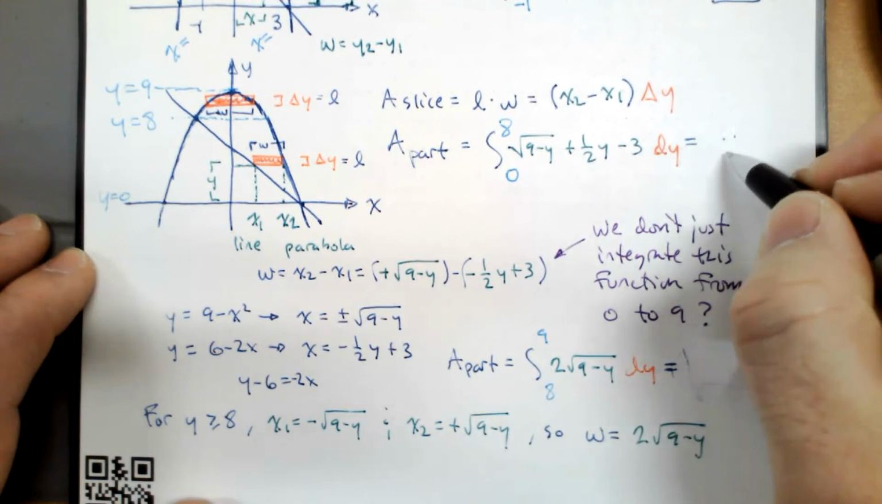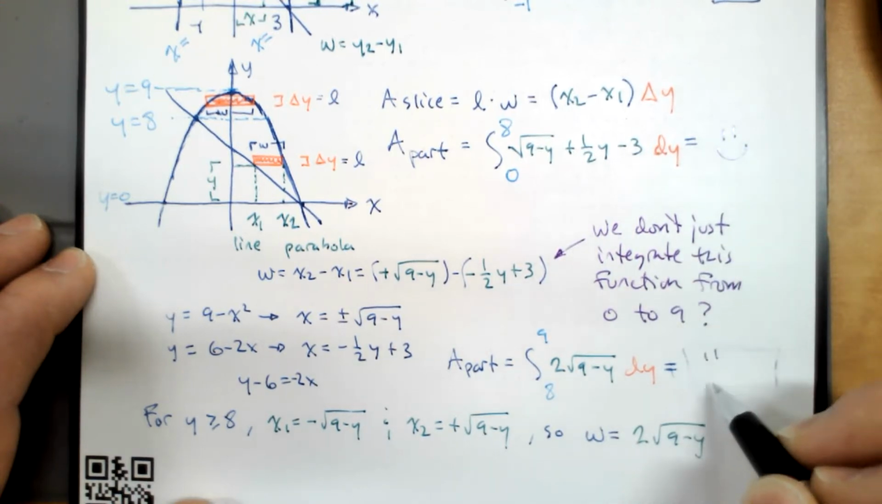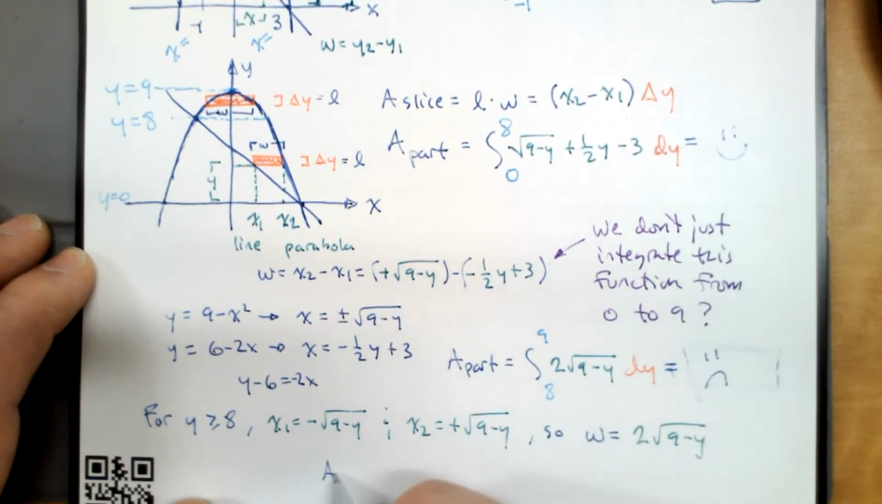So we use our calculator, find out what this is, and find out how much this is. And then the total area will be the bottom part plus the top part.